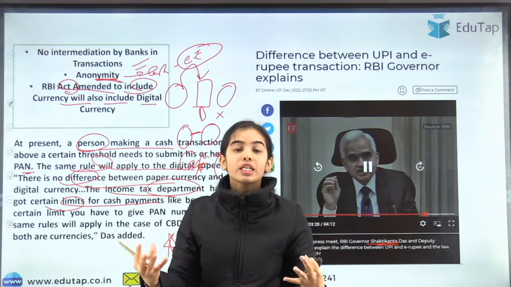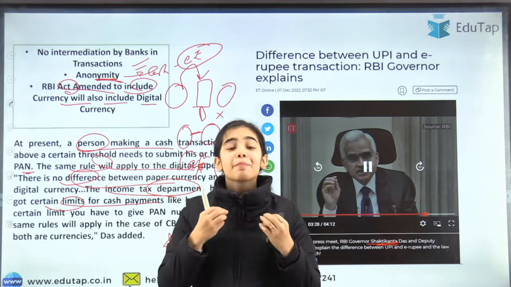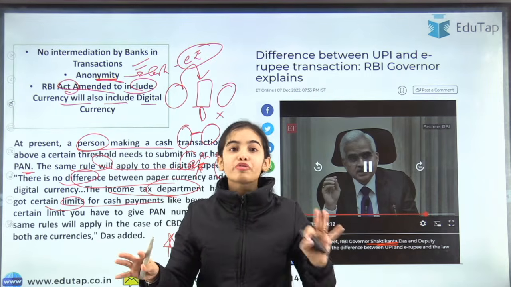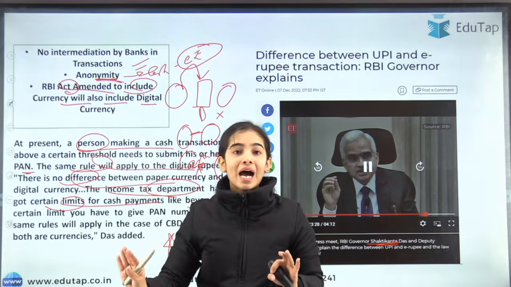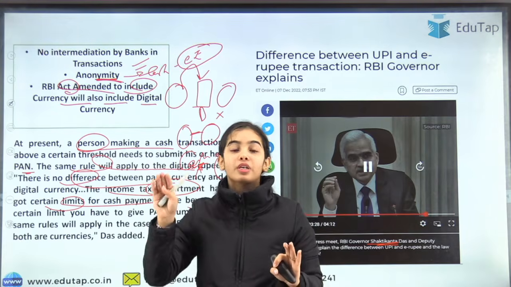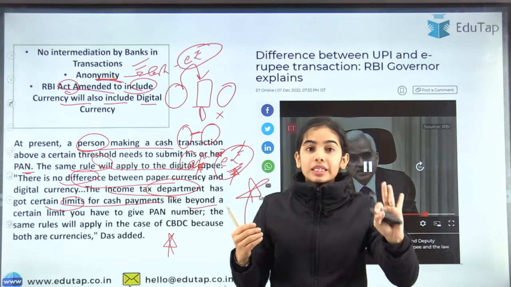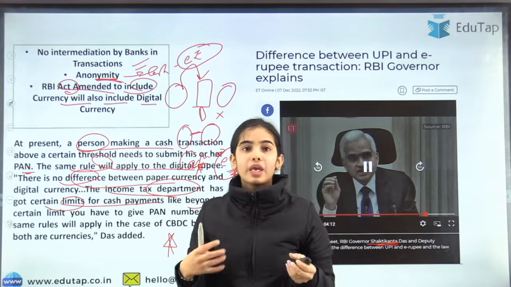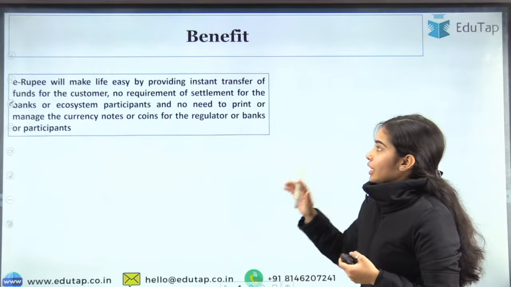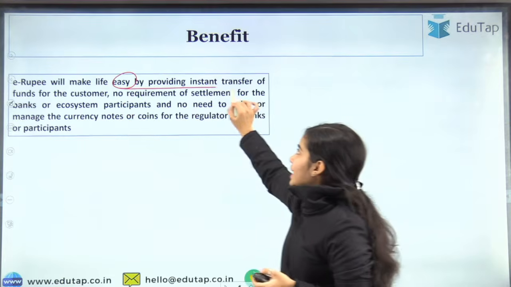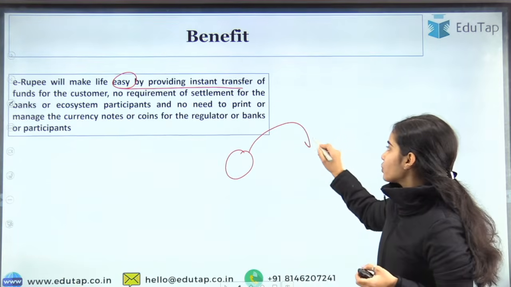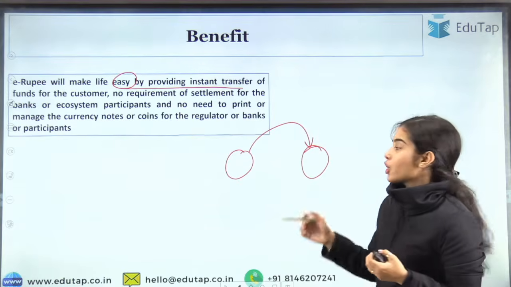The difference between the UPI and e-Rupee is immense. There is no comparison of the two, we can say. Both are doing different things. Okay, in UPI the banks are involved, the intermediaries are involved. In the digital rupee, it is the currency that you have, it is the cash that you have. So e-Rupee will make life easy by providing instant transfer of funds for the customer when you are transferring your money to another wallet or another person.